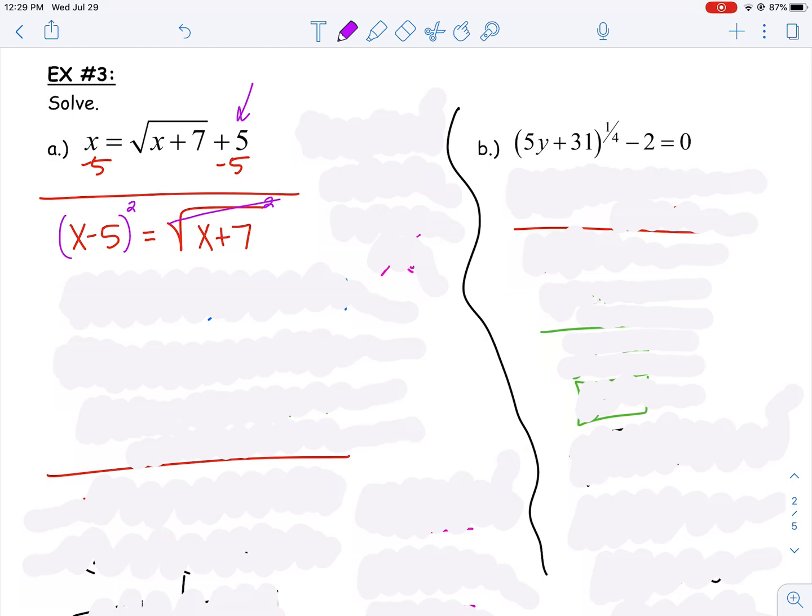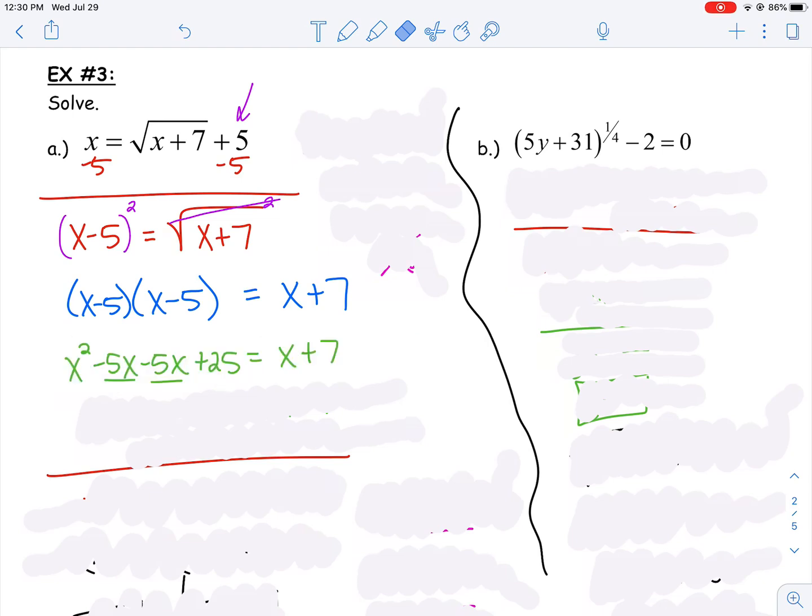But now look at the left side. Be careful. Please don't distribute the squared to both things. Because there's a plus or minus sign, remember, when I have x minus 5 squared, that really means that I have x minus 5 times another x minus 5. And the only way to get the correct answer is to FOIL. We cannot just take that squared and square each individual piece. We have to FOIL that left side. When I do that, I end up getting x squared minus 5x plus 25 equals x plus 7.